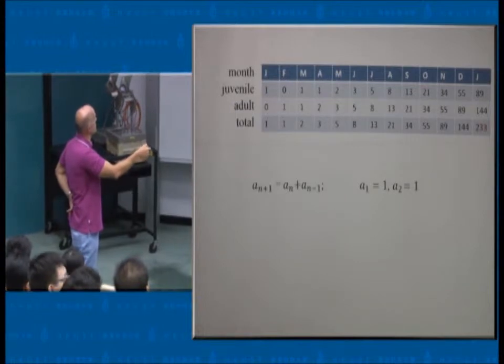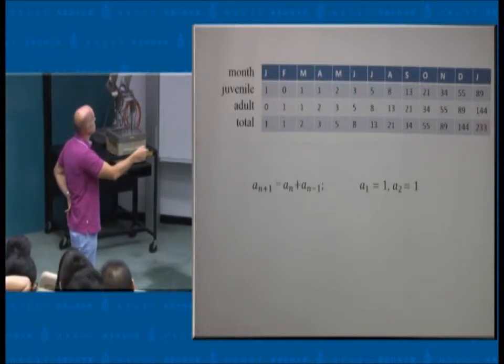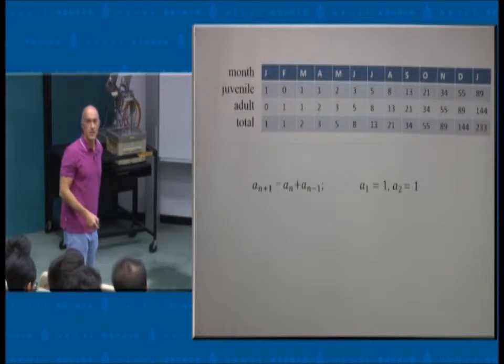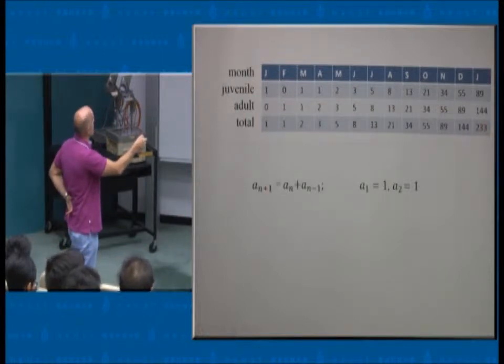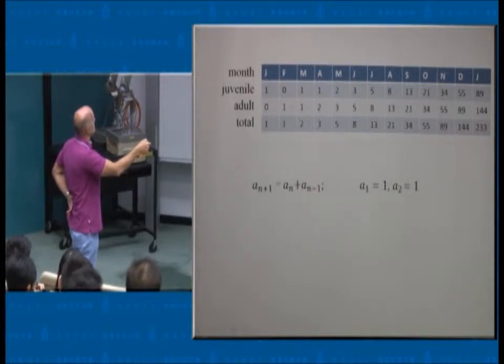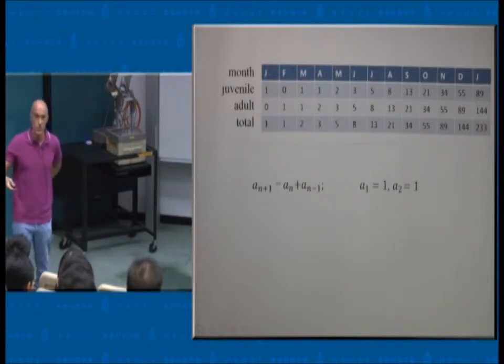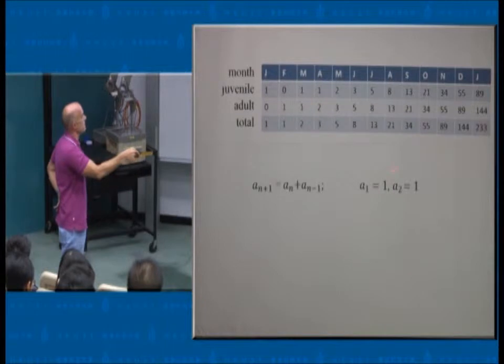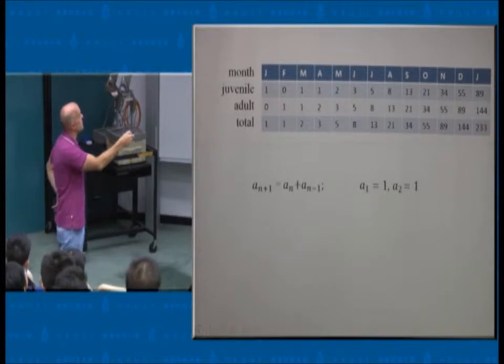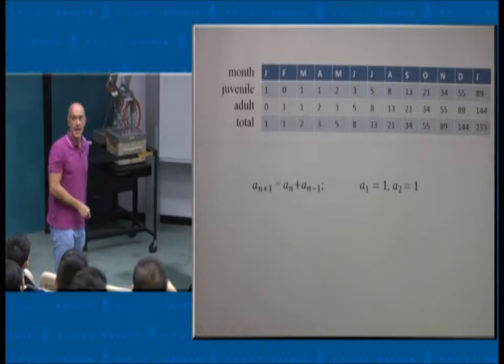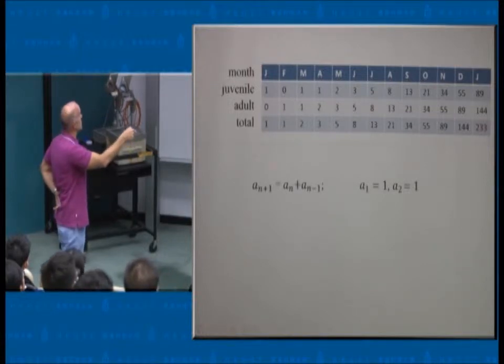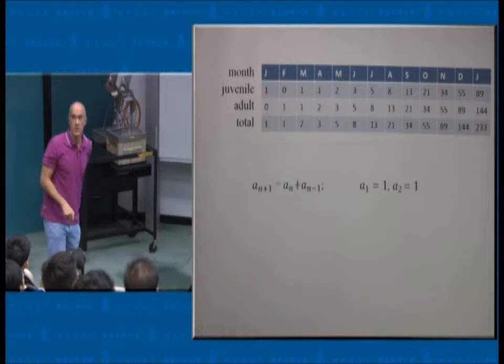This equation by itself is not complete because you need to start somewhere, right? So you cannot get A1 because that would be A0 plus A(-1). But there is no A0 and A(-1). There's only A1 and A2, right? So you have to specify the initial conditions of this equation. So the initial conditions are A1 is 1, A2 is 1. Okay? You cannot get A1 and A2 from a difference equation that looks like this. You have to specify it.